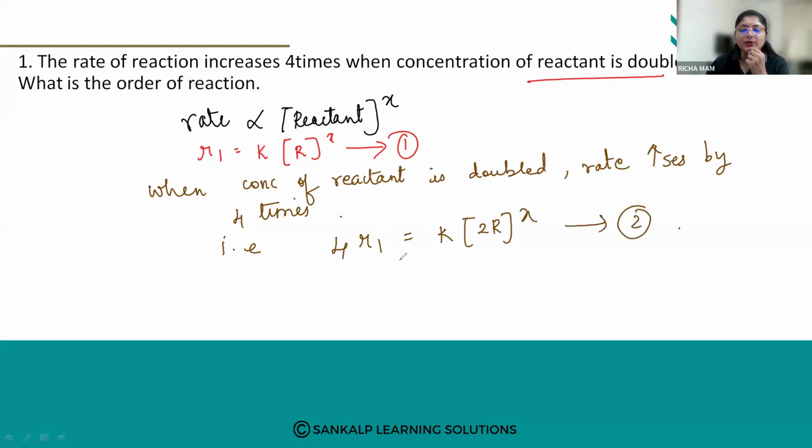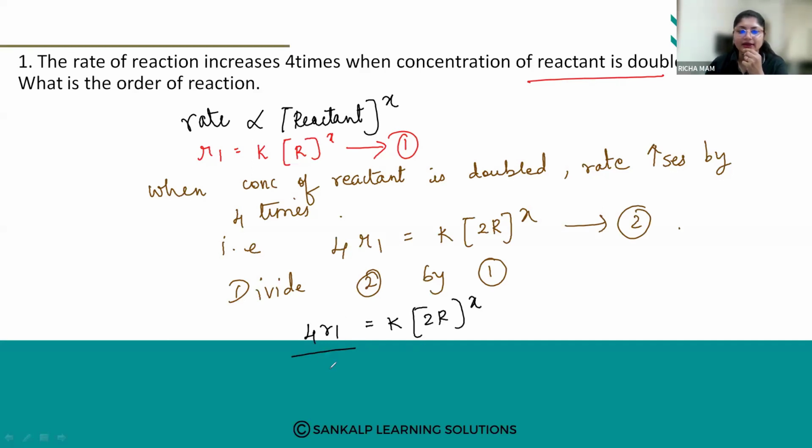If we divide 2 by 1, just see what you will get. 4R1 equals K into (2R) raised to X, divided by R1 equals K into R raised to X. So after dividing, R1 and R1 get cancelled, K gets cancelled, and R and its exponent get cancelled. So 4 equals 2 raised to X.